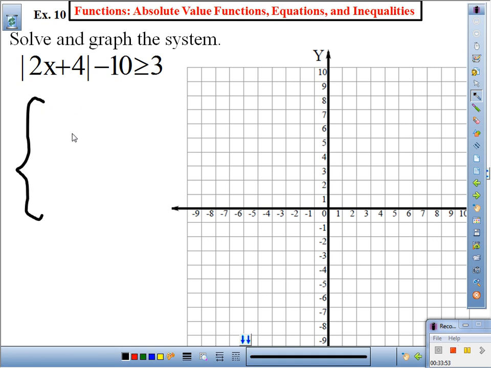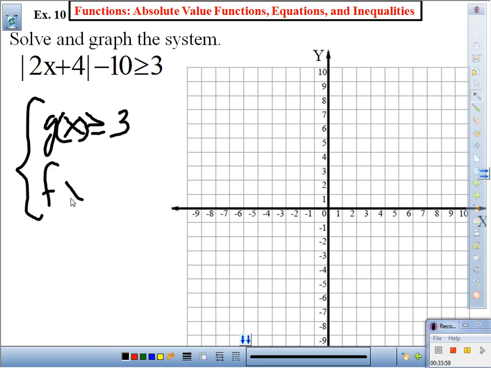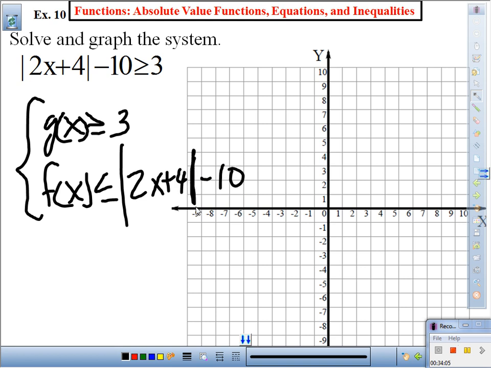Look up. If I was to rewrite this, this is g of x greater than or equal to 3 and f of x less than or equal to 2x plus 4 minus 10. Look up. This is the only one that's going to be different for the h. Whenever you have a coefficient here for x, to find h, you need to write this equal to 0 and solve for x. That would be your h. Did everybody understand what I said? You write whatever's inside equal to 0, and that's how you find your h.